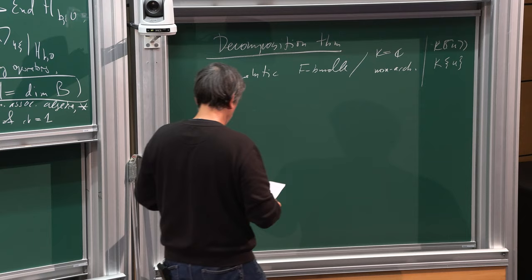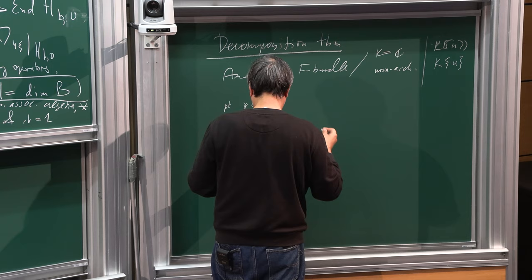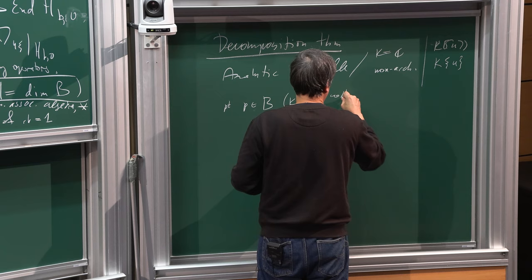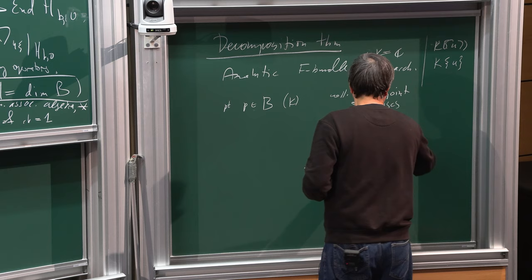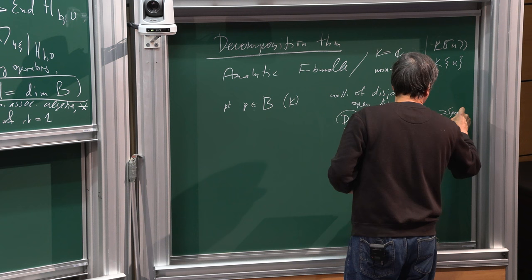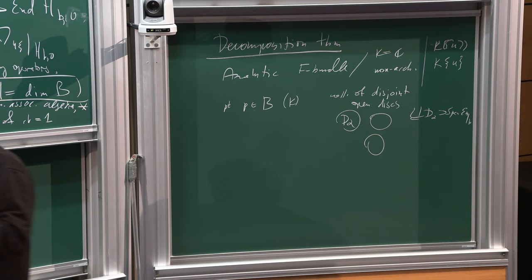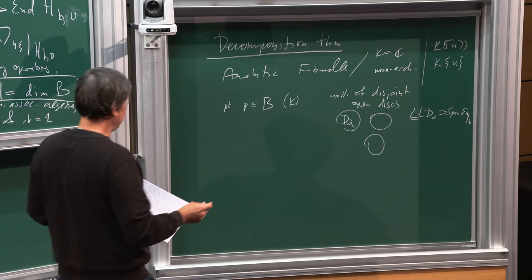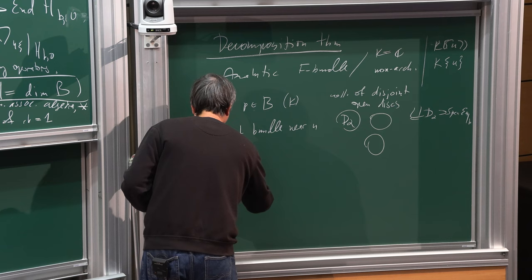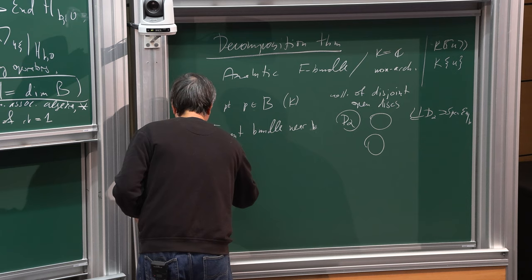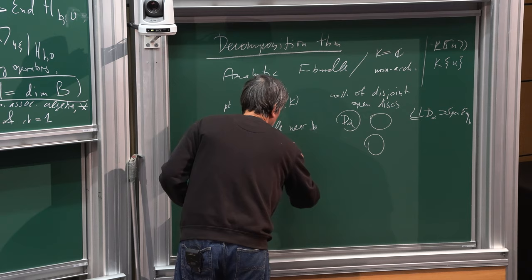If you have a point P in the base, and a collection of disjoint open disks, such that the union contains the spectrum of my operator EU at some point. Then it's an open condition. The spectrum will contain the union of operators in nearby points. And then we have a decomposition of the tangent bundle near point B. Consider some point B prime close to B. It is canonically split into a sum of pieces corresponding to disks.